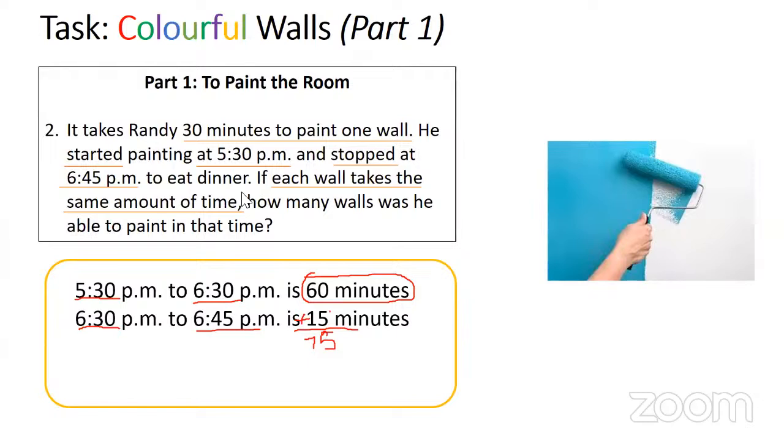530 plus 75. You'll be adding the start time to the number of minutes. So why would you be adding that to find out the number of walls? Walk us through that a bit.